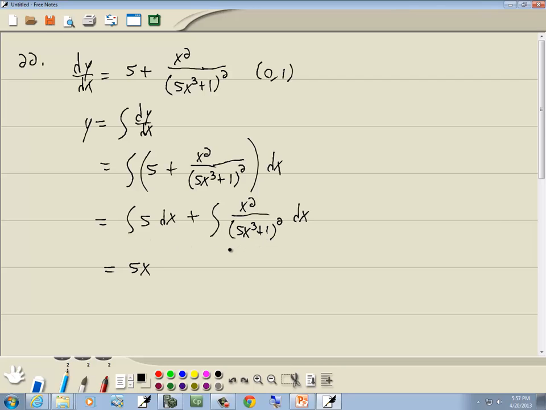And this is a u substitution. We have parentheses to a power, so we'll let u equal what's inside the parentheses. So u is equal to 5x to the third plus 1. du, the derivative of that, would give us 15x squared dx. I have the x squared up there, but I don't have the 15. So I'll put a 1/15 out in front, and then I'll put in a 15x squared up on top, squared dx.